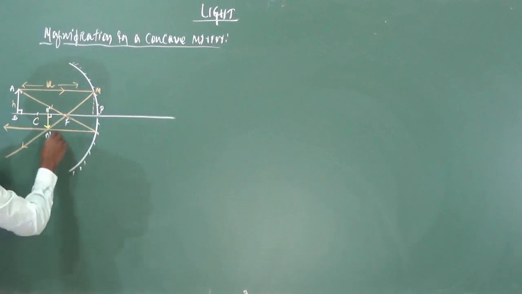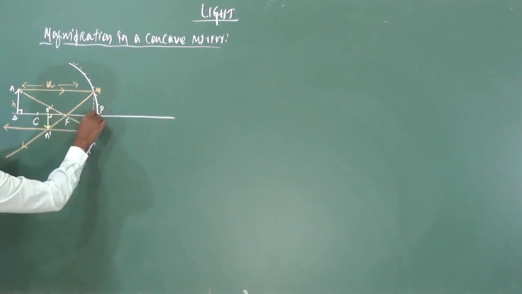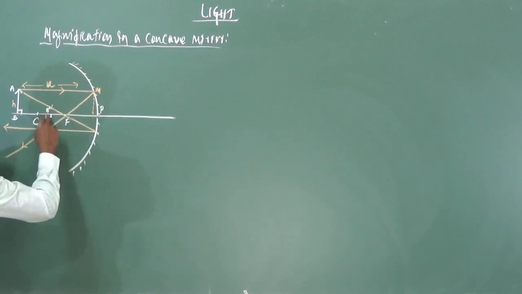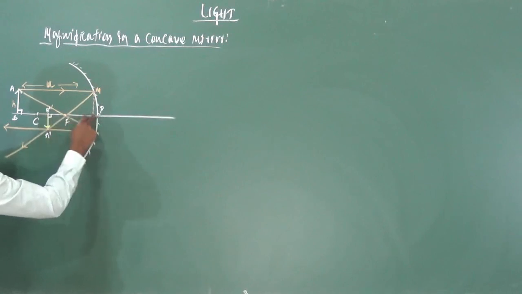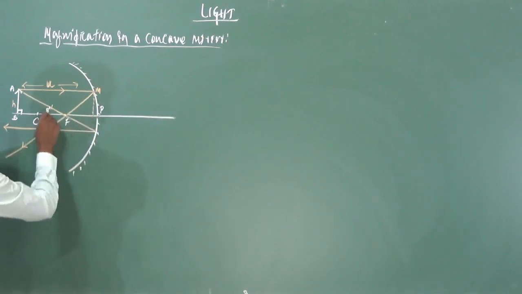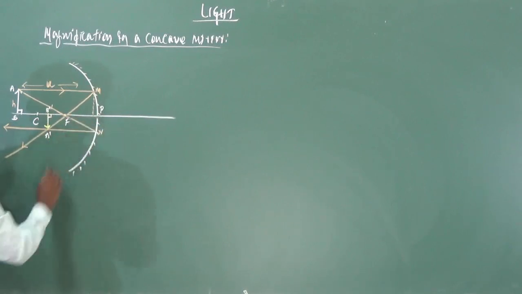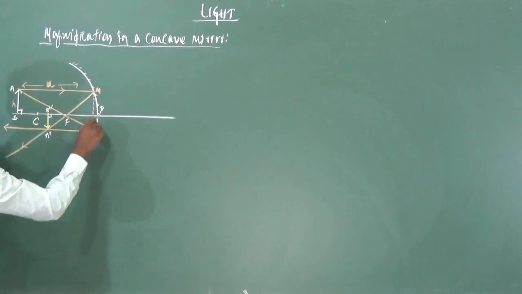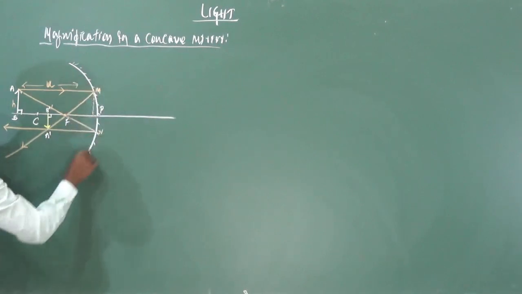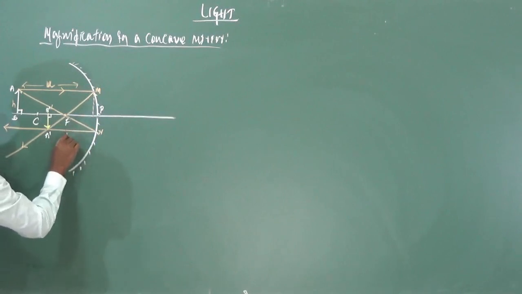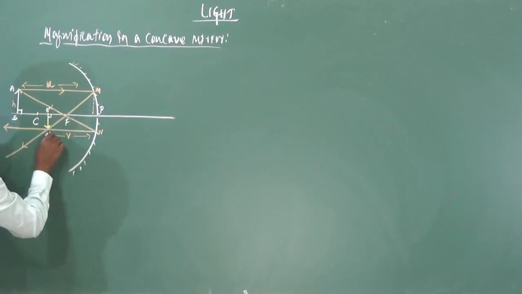Here again, B dash P is also the image distance. B dash P is the image distance, which is represented by V. But B dash P is equal to A dash N somewhere here, because P and N coincide, since the aperture of the mirror is very small. So this length I am going to take as V here.